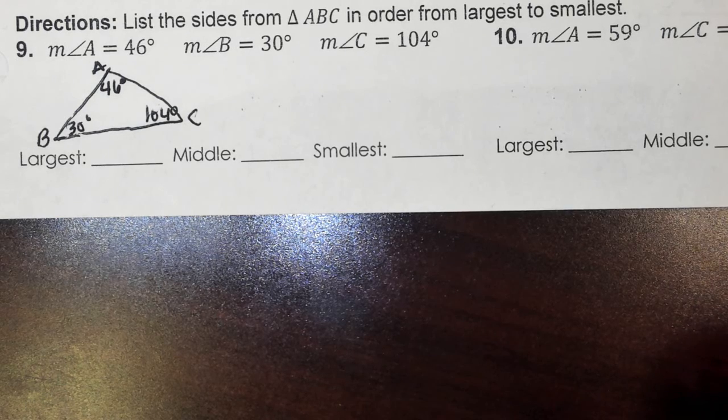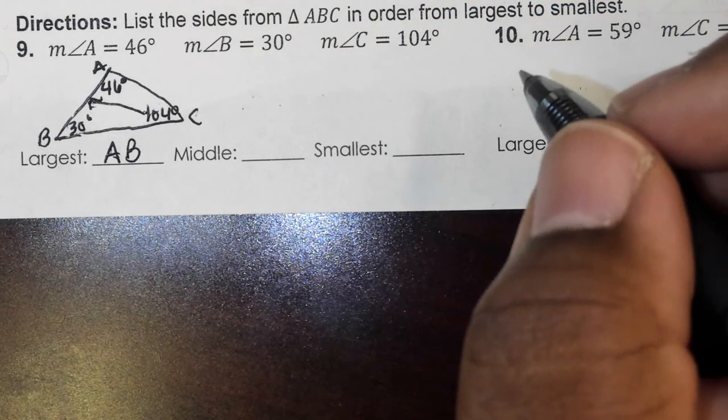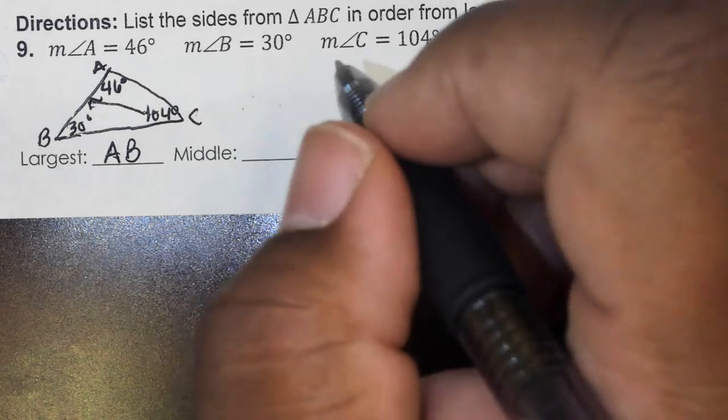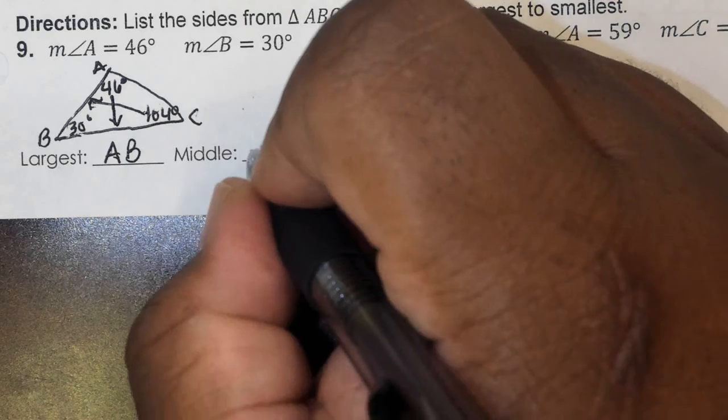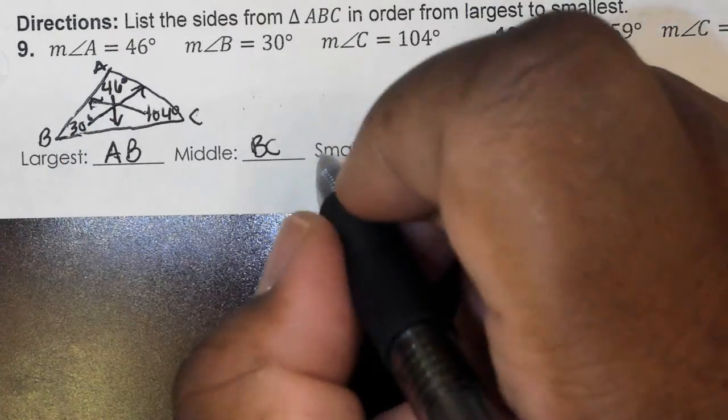They want my largest side. My largest side is always across from my largest angle. My largest angle is 104. Across from that is the side AB. My middle, which would be 46, across from that would be BC. And my smallest, across from 30, would be AC.